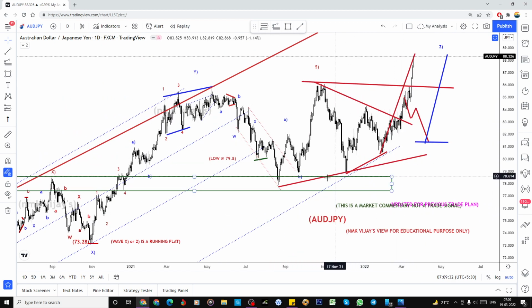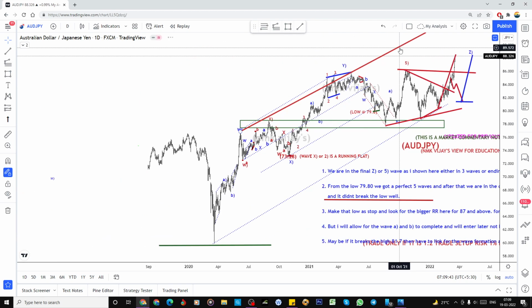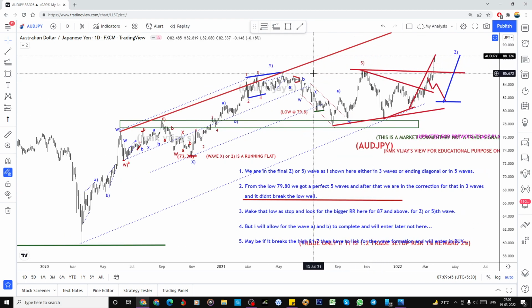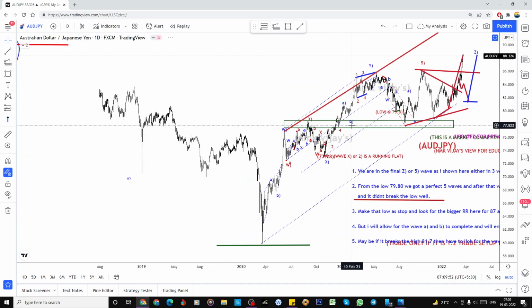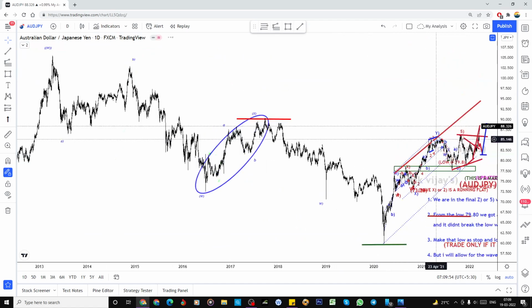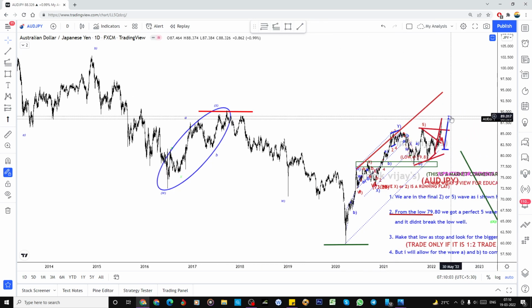But one thing you have to understand, whether this is the end of that triangle we are looking for, this could be the end of the X in that irregular flat formation, and this could be the A, B, C, D, E, and we are in that C wave also. So as per this, if it breaks the high, it is going to shoot, and it is already doing the same thing, and a lot of possibilities are there. So according to this, the next resistance zone is 90, yeah, 90.4 is my target to reach.